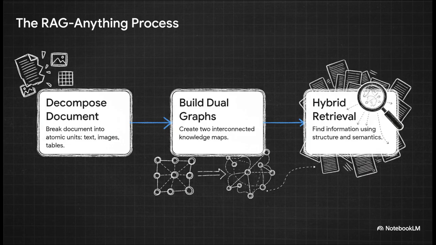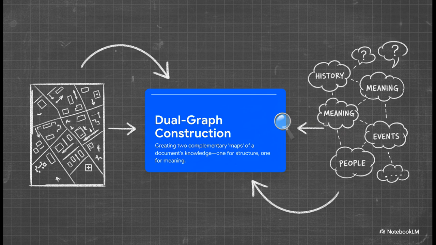Second, it builds these two interconnected knowledge graphs. And finally, it uses a new hybrid way to go find the information it needs. So this dual graph thing, what is it? Okay, imagine you're creating two different maps of the exact same city. The first map shows the physical layout, where the buildings are, how the streets connect. That's the visual structure of the document. The second map shows the semantic meaning, what kinds of businesses are in those buildings, what ideas are connected. By linking those two maps together, you get this incredibly rich picture of both what's there and what it means.